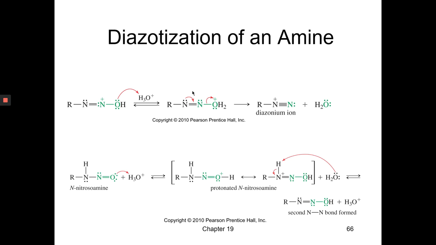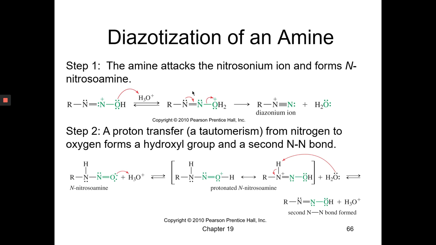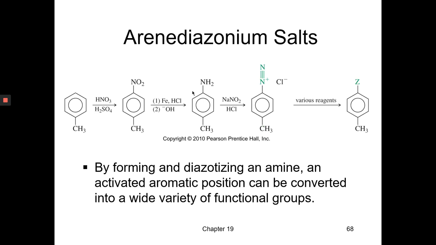This is the mechanism for formation of a diazonium salt from an amine. Okay, I won't spend a lot of time on this. Alkyl diazonium salts like methyl or ethyl are very unstable. They immediately lose nitrogen. Arene diazonium salts have a longer lifetime, and in fact, they are useful intermediates for a number of different reactions.